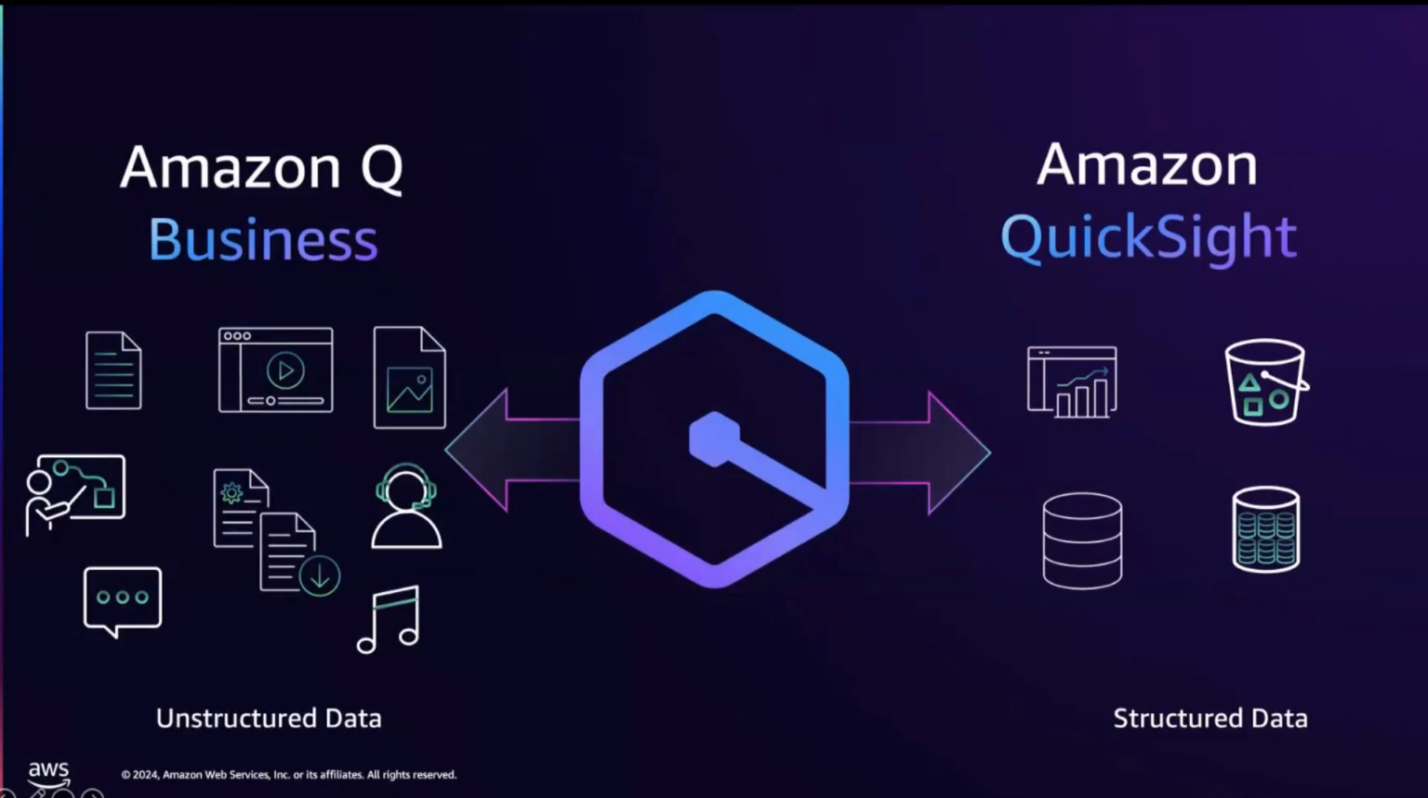I'll go into the demos later to show you what exactly I mean. But at this point, I want to take a step back and talk about what these tools are. What is Amazon QuickSight? What is Amazon Q Business? What do they do? And then talk about what this new feature and capability brings to each of these products independently.